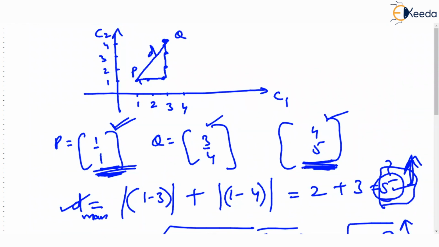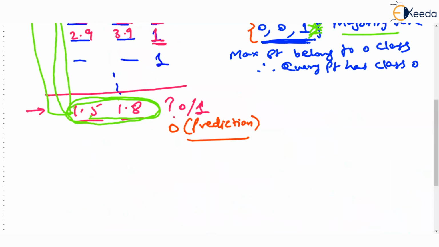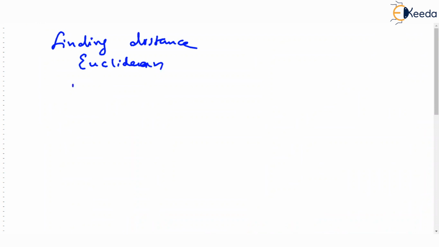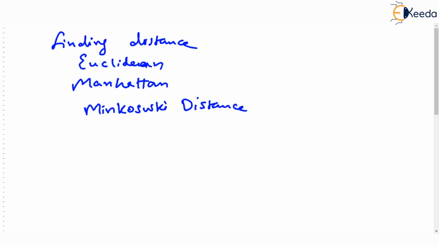So two methods we saw to find distance. Okay, now I want one more whiteboard. I will erase this. The first method of finding distance was Euclidean. The second was Manhattan distance. Now we can generalize this and say there is a kind of distance which is Minkowski distance. Now let's see what is Minkowski distance.